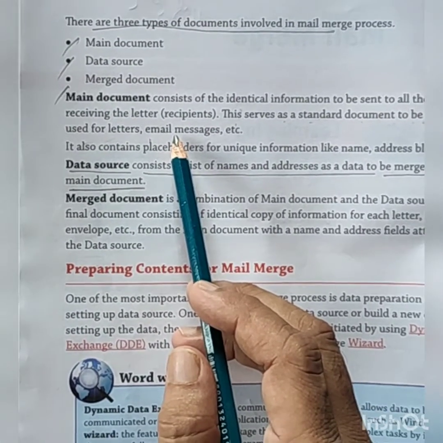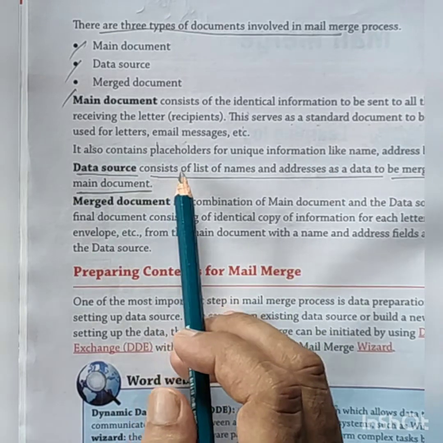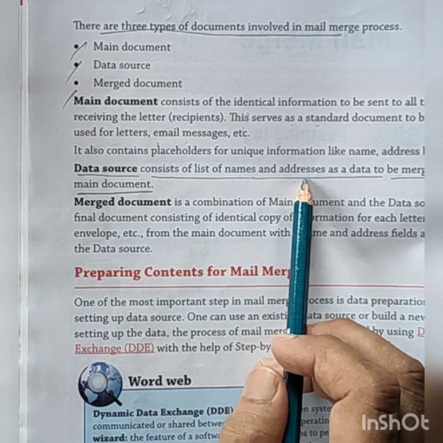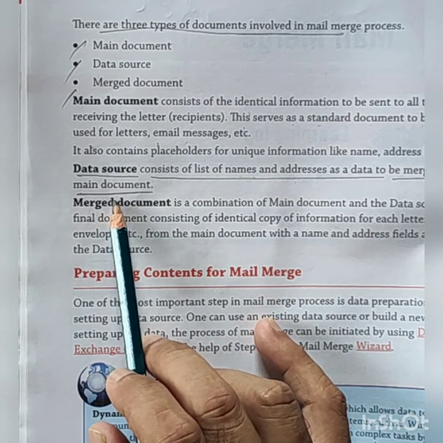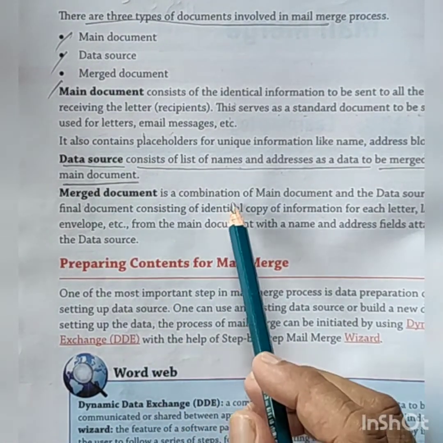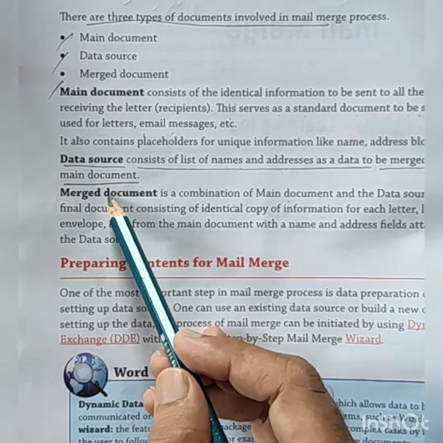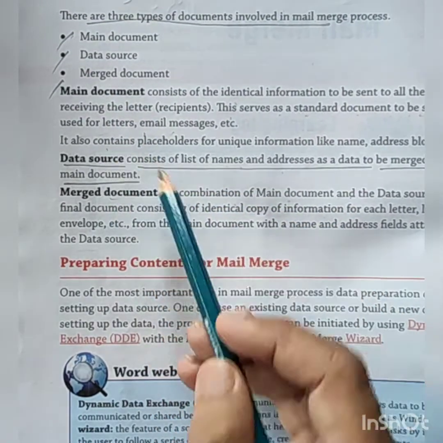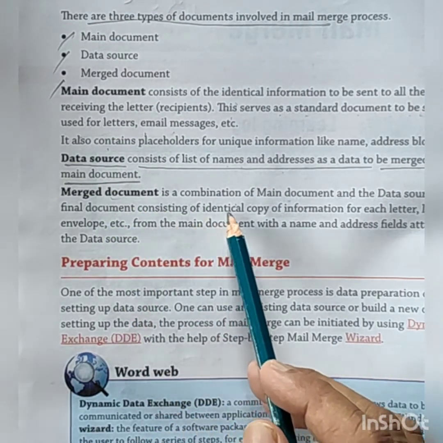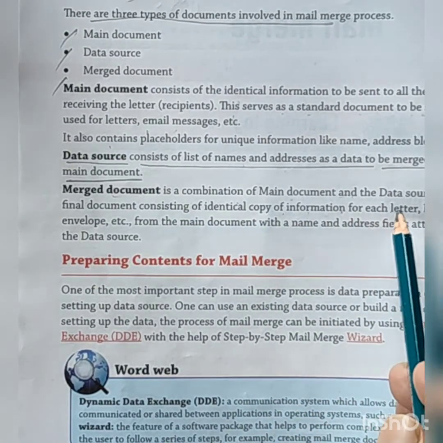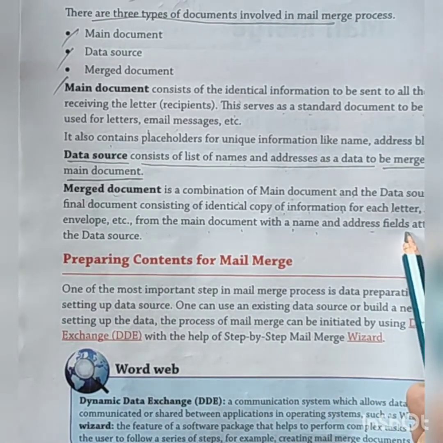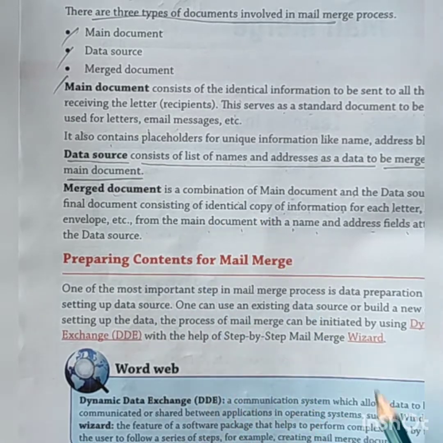Next is the data source. The data source consists of a list of names and addresses. These are the sources of data. Names and addresses can be merged into the main document. Next we have the merged document. The merged document is a combination of main document and data source. It is the final document, with an identical copy of information for each letter, label, envelope, etc. from the main document, with name and address fields attached from the data source.